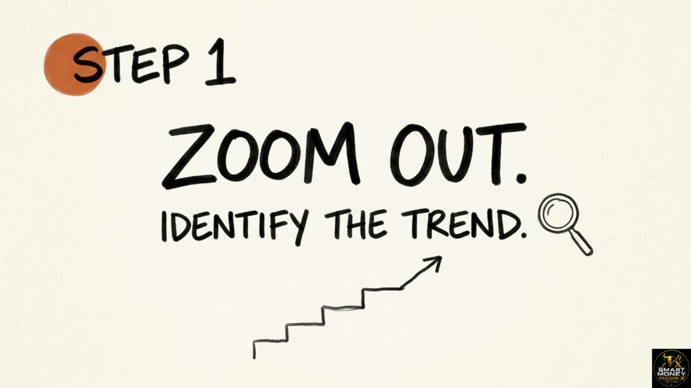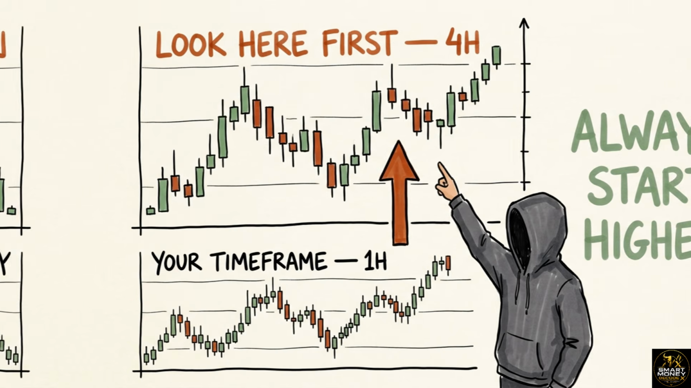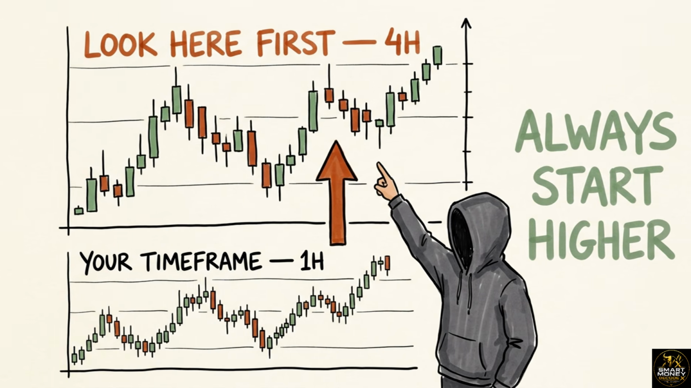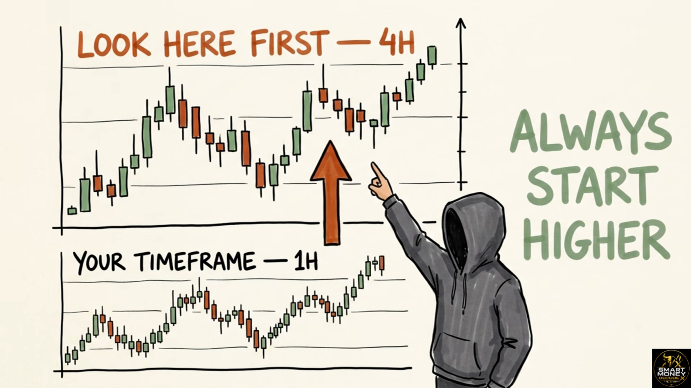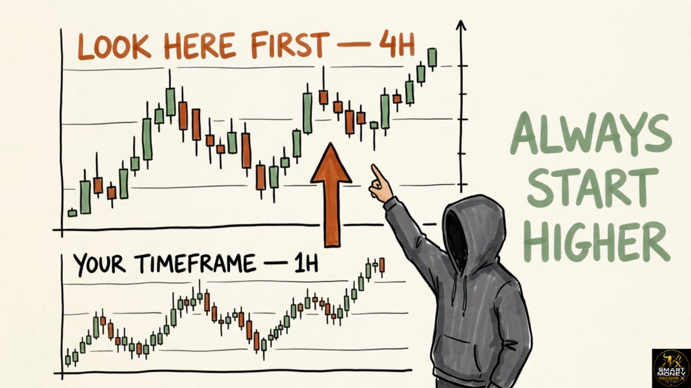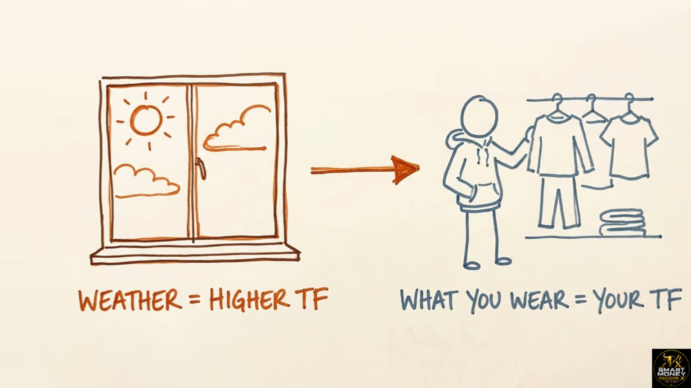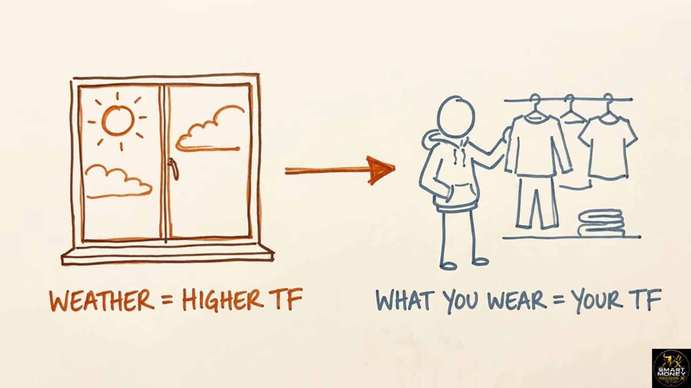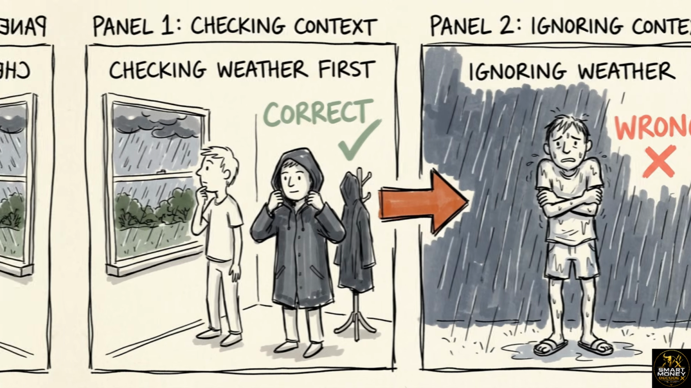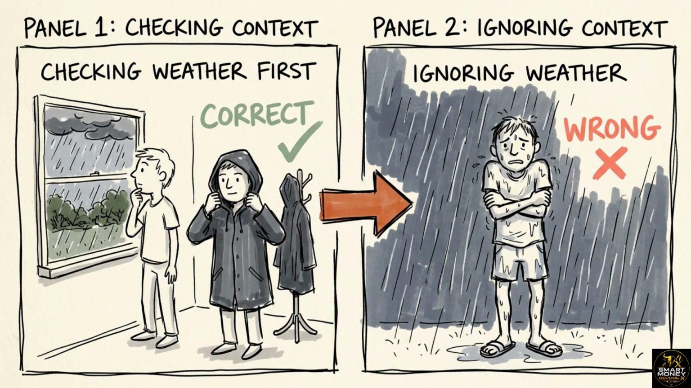Zoom out and identify the trend. Not the trend on the time frame you're trading. The trend on the time frame above it. If you trade the 1-hour chart, look at the 4-hour first. If you trade the 4-hour, look at the daily. The higher time frame is the weather. Your trading time frame is what you wear. You need to know the weather before you decide what to wear.